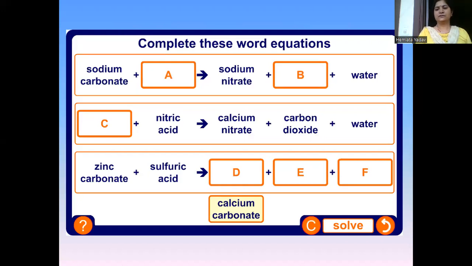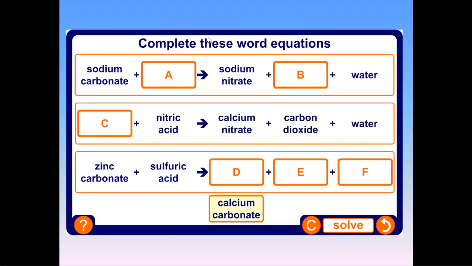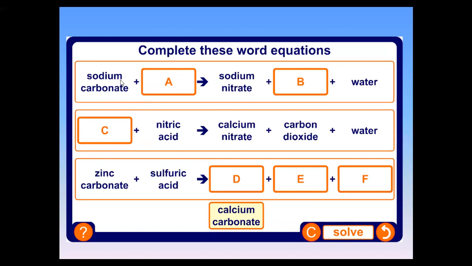Complete the word equations. Here you are given word equations. Sodium carbonate plus A gives sodium nitrate plus B plus water. So what can be the answers? As I told you, the salt produced depends on the type of acid, because the metal group is attached from the acid only. So sodium carbonate, if it is reacting with which acid, it becomes sodium nitrate? That you have to tell me.